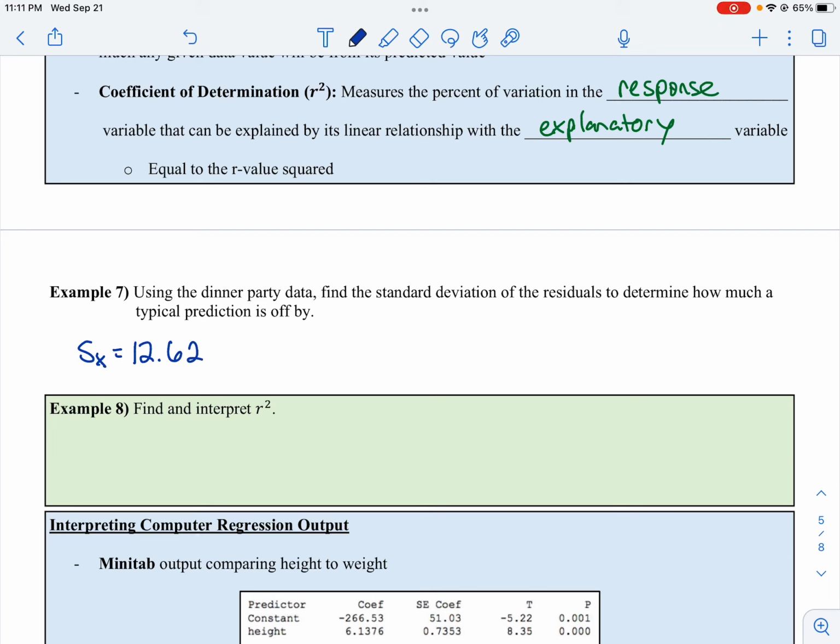So now that we've found the standard deviation, we can put this into context. Determine how much a typical prediction is off by. Typically, a predicted price is off by about $12.62.